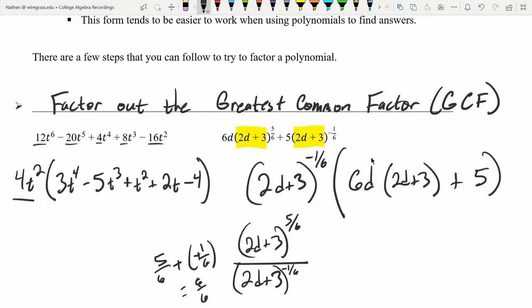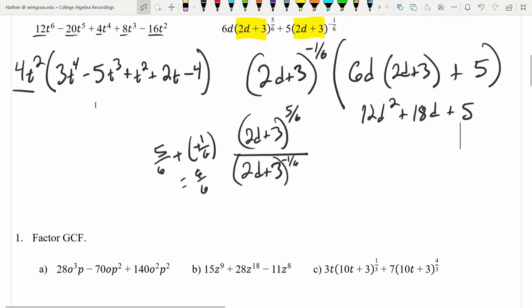And you can see, well, I could distribute this 6d in there if I wanted to. 12d squared plus 18d plus 5. And there's no common factor there to remove. So this is simplified. Give it a try in number 1.